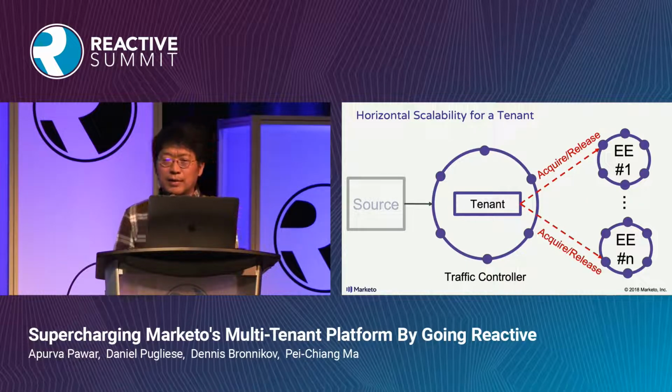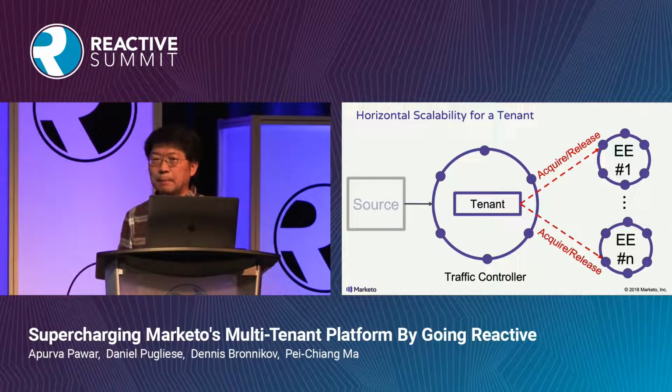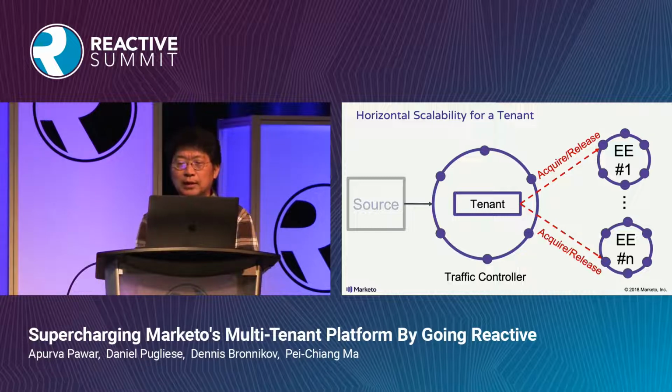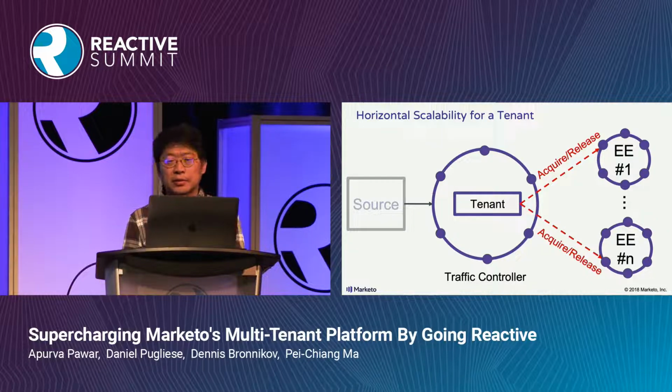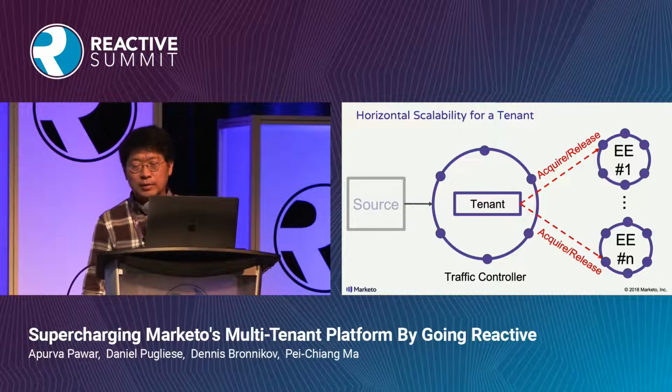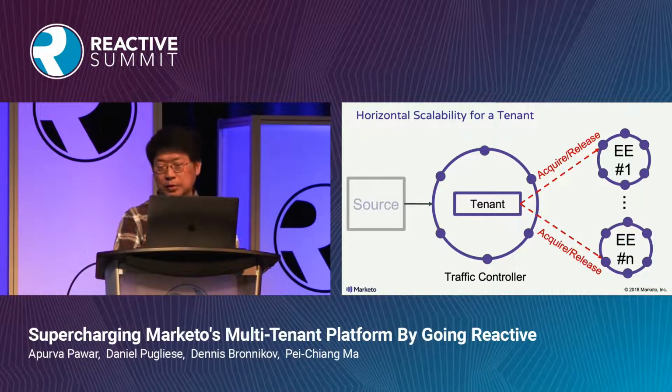So the cluster design is great for overall horizontal scalability, but how can we scale a tenant horizontally? So with our multi-cluster design, a tenant can dynamically acquire an execution engine cluster at runtime. So this way we can scale a tenant's business processing across not only the JVM boundary, but also the cluster boundary.